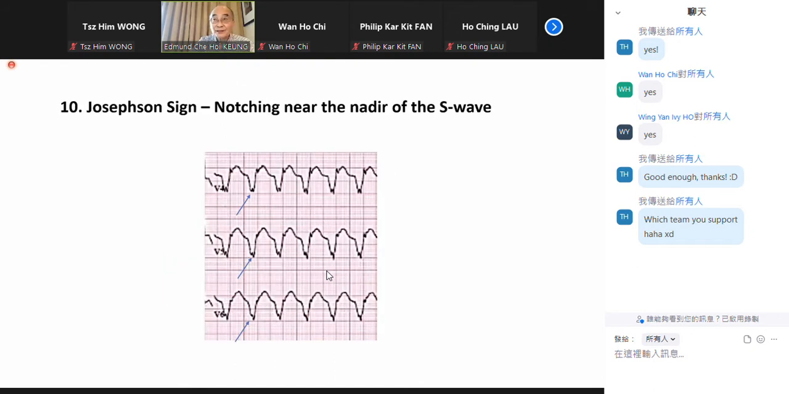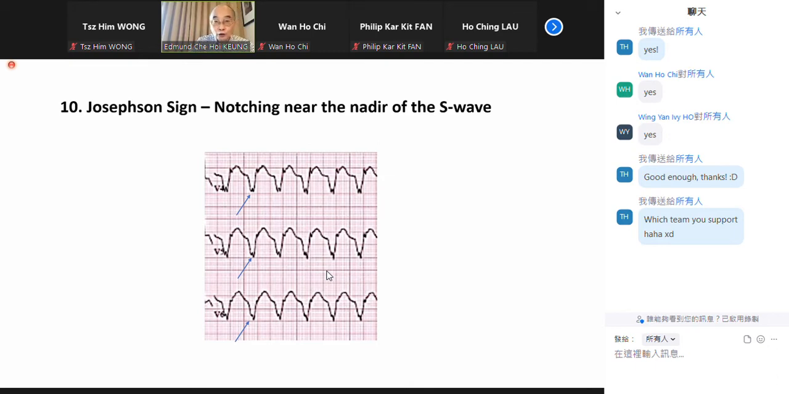Okay, the last one is the Josephson sign. Josephson was from Brooklyn and from Philadelphia. He died just several years ago. In any lead, look at the S wave, in this case a QS wave, and you see the notching here. Notching here is sometimes very subtle. If you see it anywhere, VT. All right, so those are the 10 points. In fact, the last few are the most important.